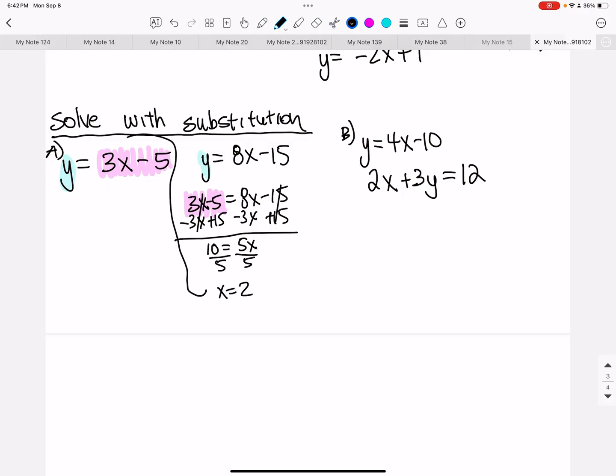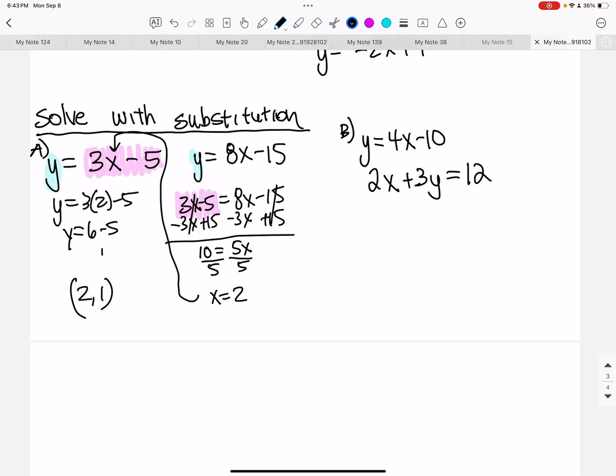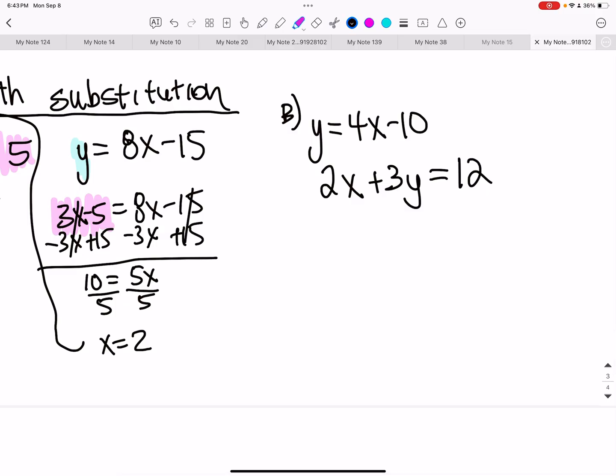If I go up this way and plug it in, y's equal 3 times 2 minus 5. 3 times 2 is 6. Minus 5 is 1. So we've got 2 comma 1. Over here, same thing. There's hi. There's hello. This time the hi is in the middle of the sentence. That's fine. You can replace the word anywhere it is.